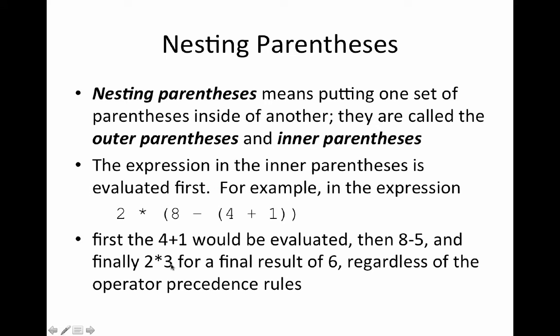Nesting parentheses means putting one set of parentheses inside of another. So the ones on the outside are called the outer parentheses, and then inside of that we have the inner parentheses. So when you do that, the expression in the inner parentheses is always evaluated first. So for example, in this expression we have nested parentheses here. So first we do the inner parentheses, the 4 plus 1 to give us 5. And then we do the 8 minus 5 to give us 3, and then finally the 2 times 3 to give us 6. So again, regardless of the operator precedence rules, the parentheses force the addition to take place first, and then the subtraction, and then finally the multiplication.